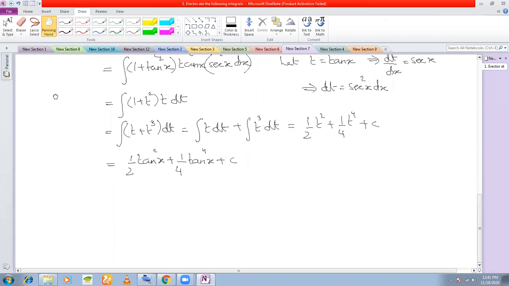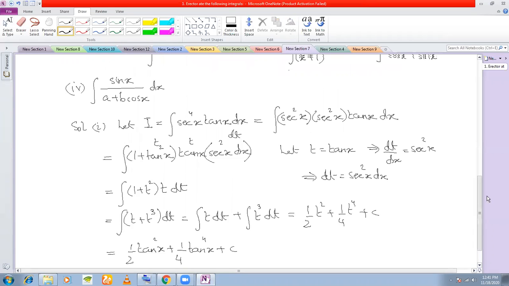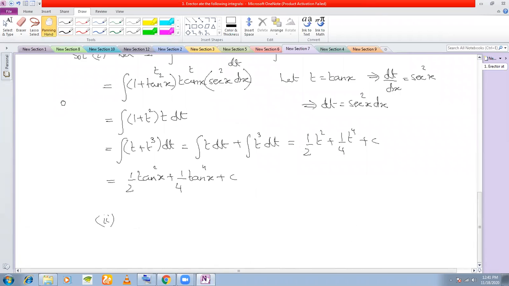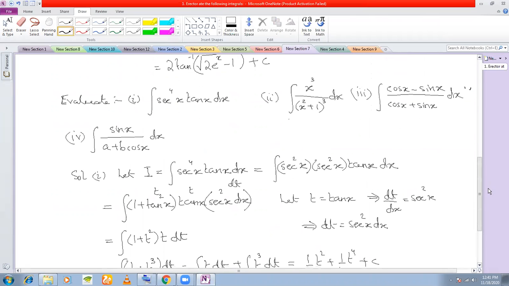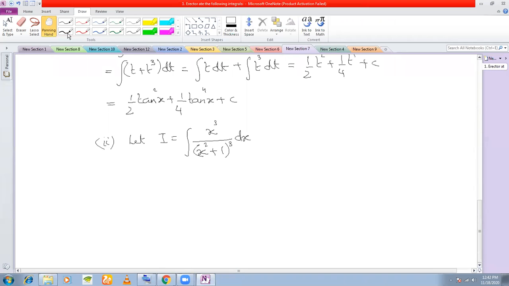Let us now see the second one. All these are your ISC problems. Second one is integral x cube by x square plus 1 whole cube. This is the question. X cube divided by x square plus 1 whole cube dx. Okay. This is your question. So how will you evaluate this integral?